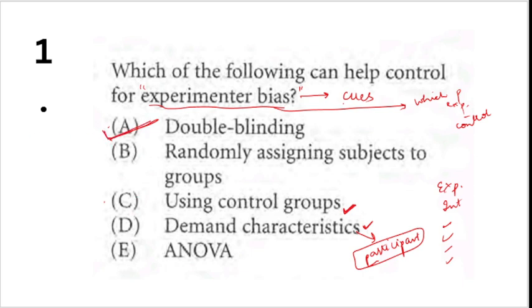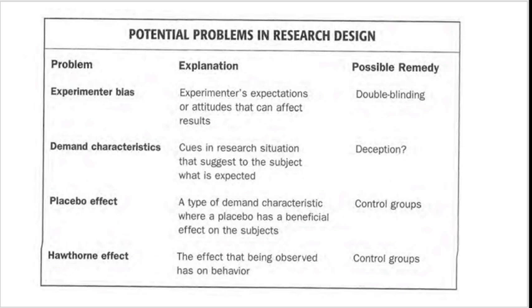And I have also attached notes in regard to the various expectancy effects or biases which are there. You can give it a read. We discussed experimenter bias already. Then we discussed demand characteristics. In demand characteristics, it is about what is desired or expected of the subject, so we can use some sort of deception.